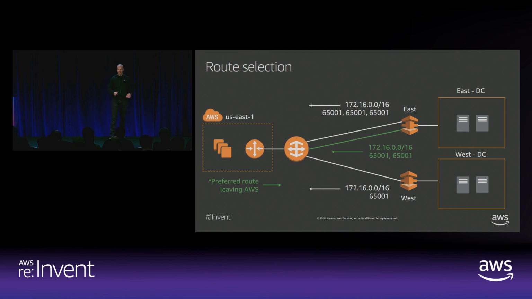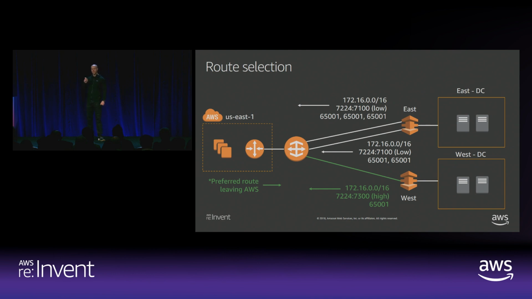Okay, so if we jump back to the diagram, all the prefixes are the same across all links. So they've got that 172.16/16 prefix. Currently, the most preferred path is the one in green because it has the shortest AS path and is within the local region.